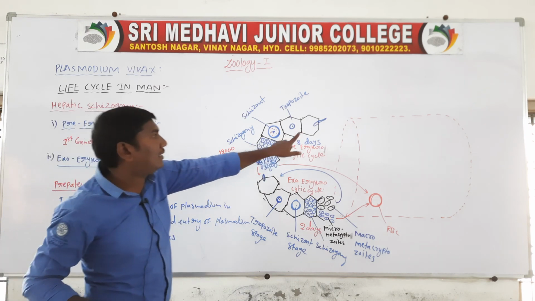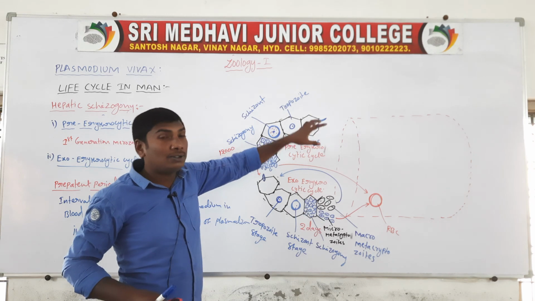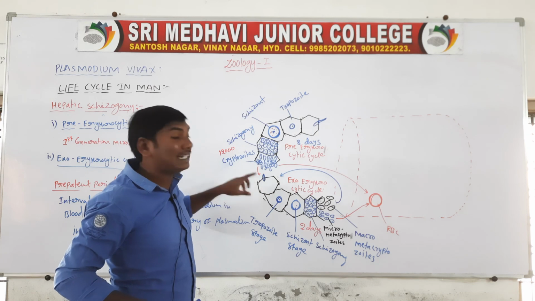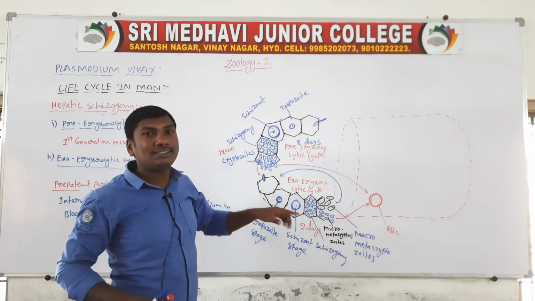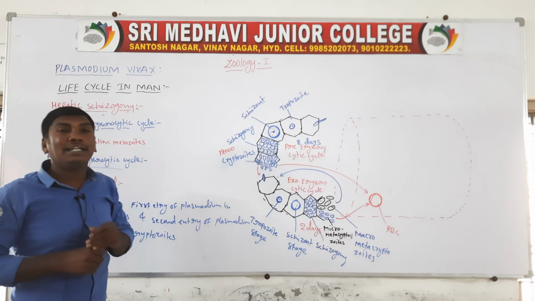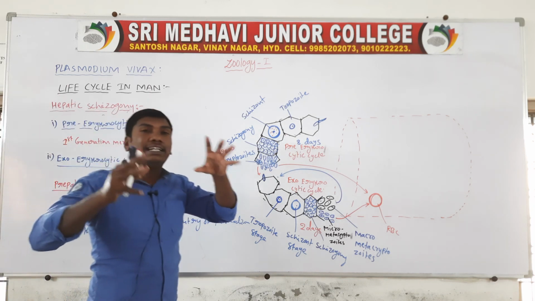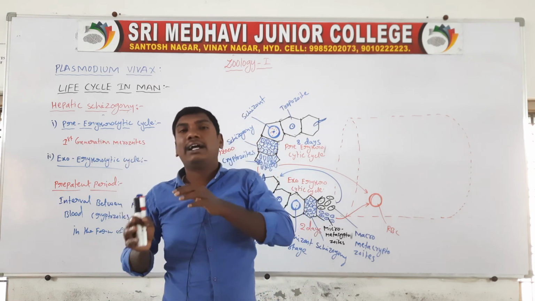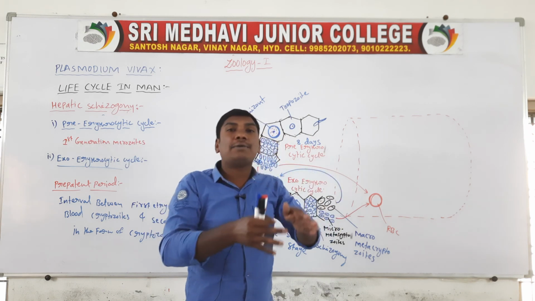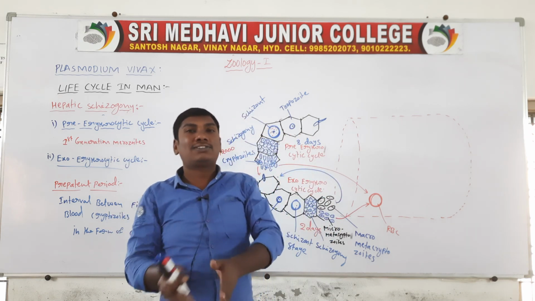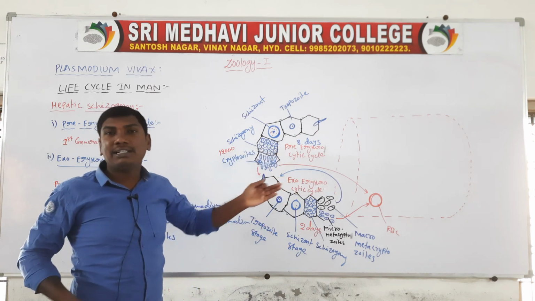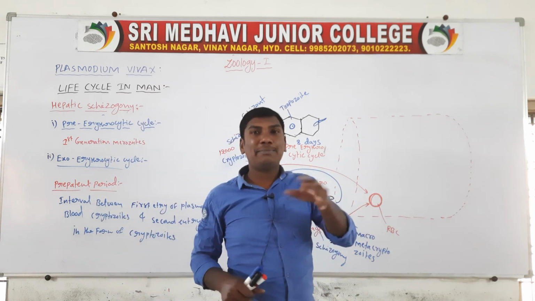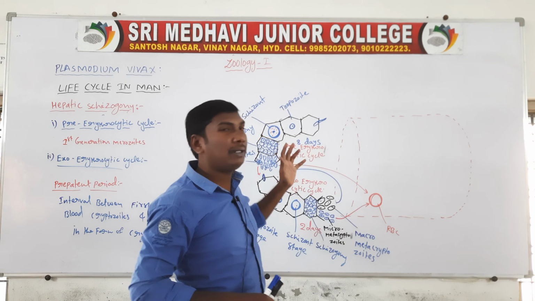The first entry of sporozoites into the blood, to the second entry of Plasmodium in the blood as cryptozoites: this time period is called the pre-patent period. This time period is 8 days.